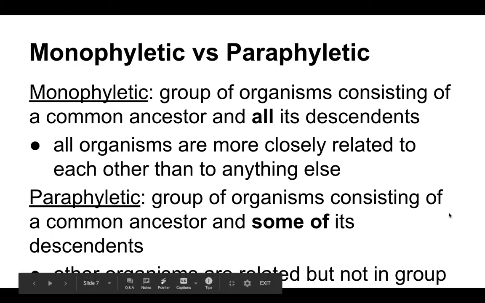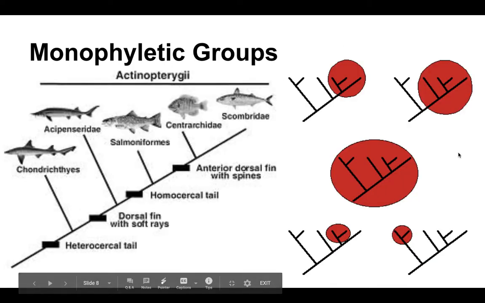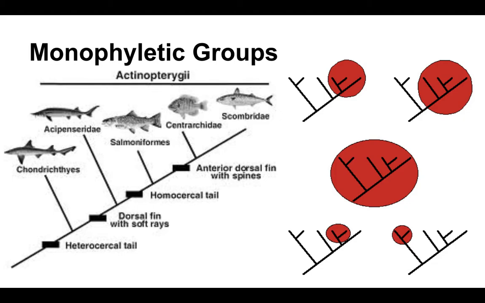So it sounds weird. I'm going to go over some examples that hopefully will make it more understandable, I guess is the term. So monophyletic groups, this is the easy one. An example here are fish. All fish are more closely related to all the other fish than they are to reptiles, than they are to birds, than they are to mammals.